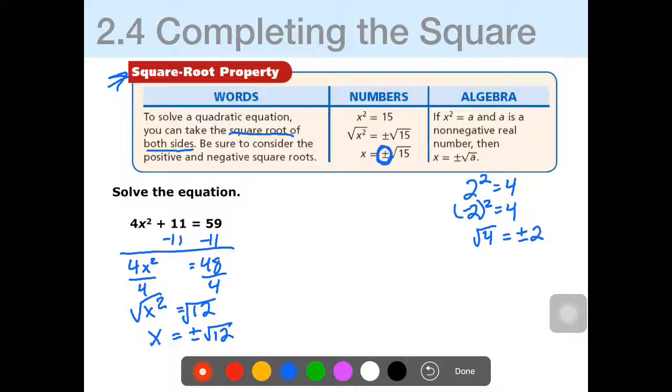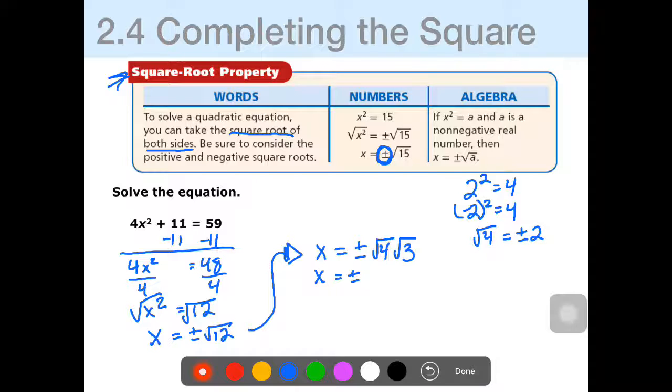12 is not a nice perfect square. So I'm going to see if I can simplify it. I'm looking for any perfect squares that do go into 12. And there's 4. And I know that 4 times 3 would be 12. And so writing it this way, as the square root of 4 times the square root of 3, that is the same thing as the square root of 12. And it's just letting me simplify this a little bit.